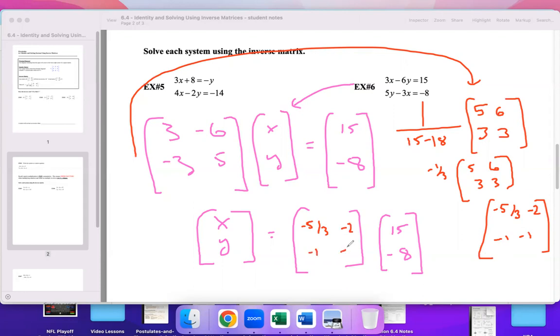Wait, why do you switch the sides? That's just part of the formula. I don't know, good question.